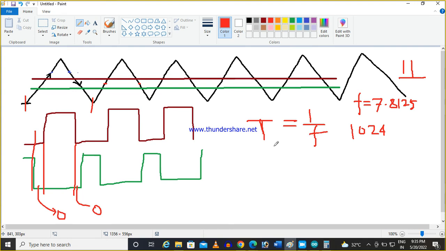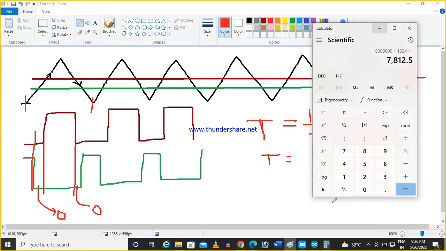So the unit time, say it is kilo. Kilo means you can convert it to microsecond. So that means T is equal to 1, this is microsecond, divided by 7812.5. So it is 128 microsecond.